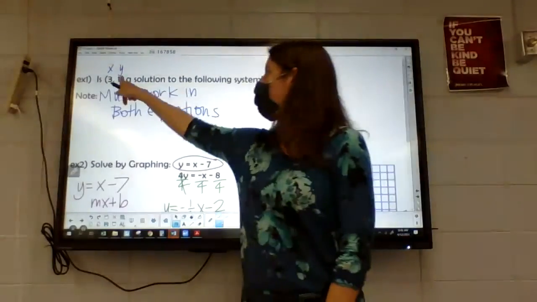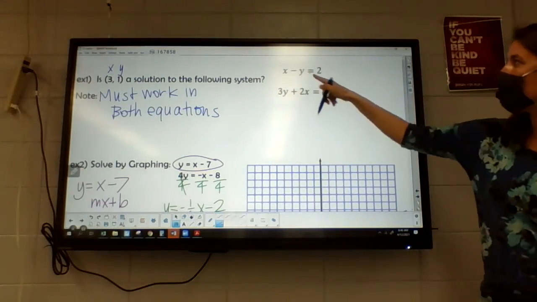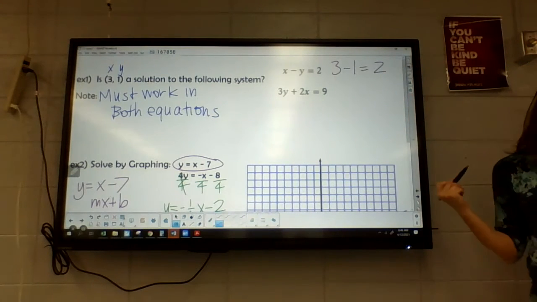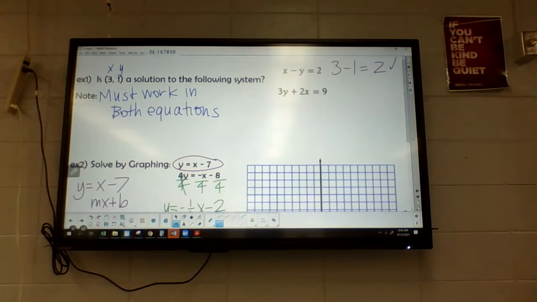So I'm going to put the x and y into this equation. x is 3 and y is 1. So 3 minus 1 equals 2. So it works in the first equation.